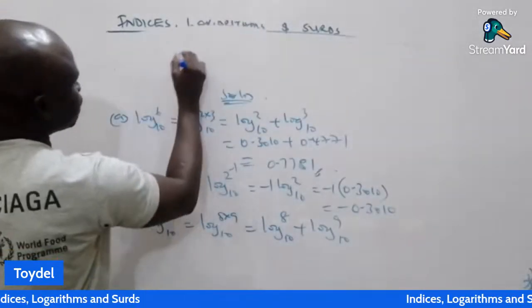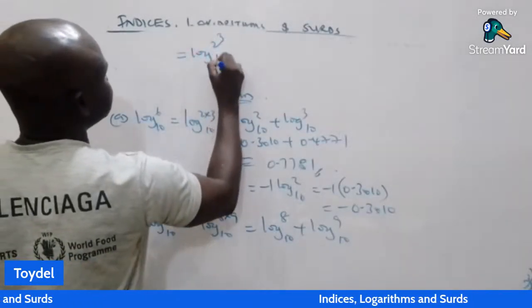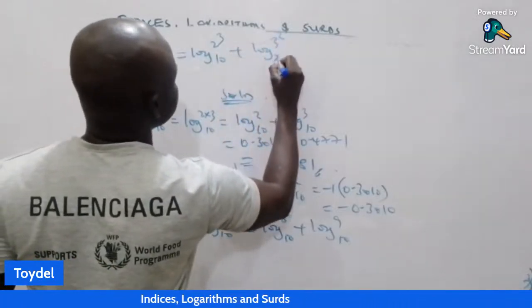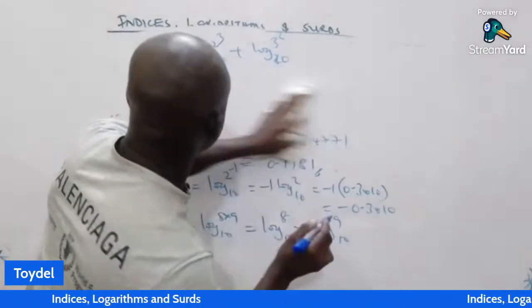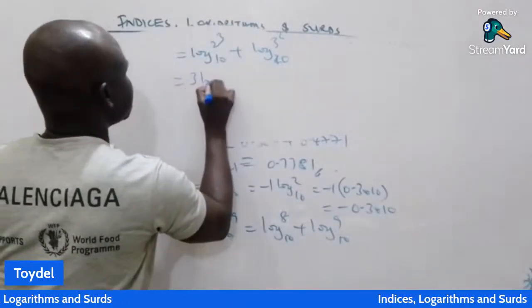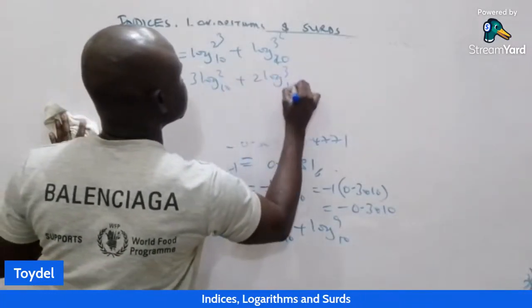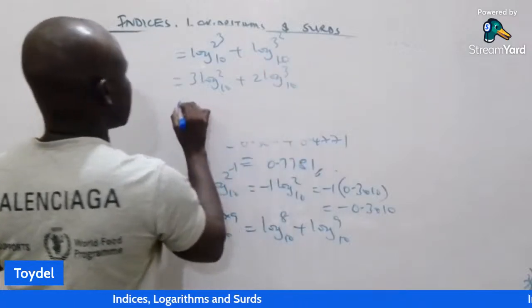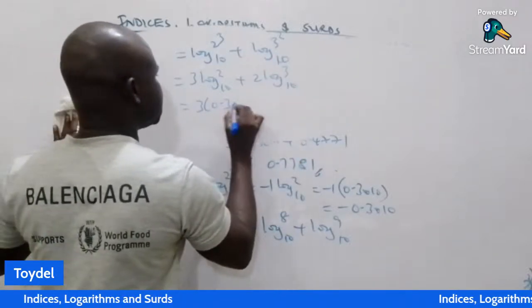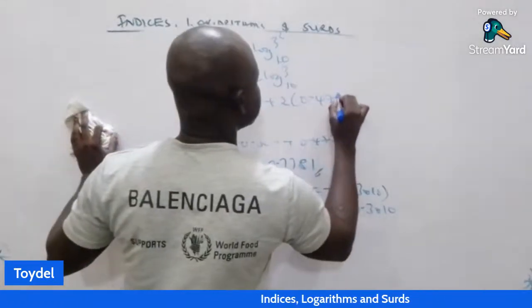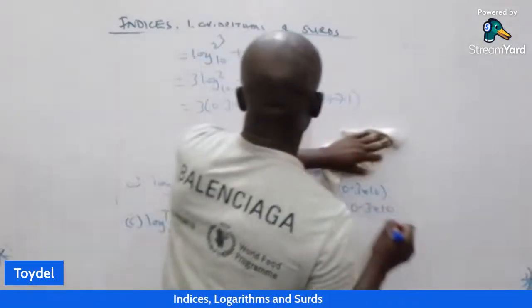We can rewrite this to be log of 2 raised to power 3, base 10, plus log of 3 raised to power 2, base 10. So the powers can actually come down. Then we have 3 log 2 base 10 plus 2 log 3 base 10. At the end of it, you have 3 into bracket 0.3010 plus 2 into bracket 0.4771. That's what we are going to get.